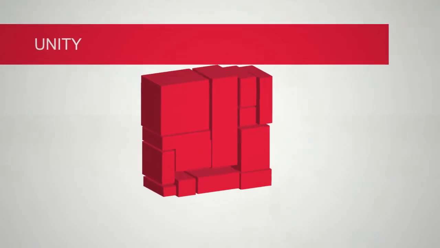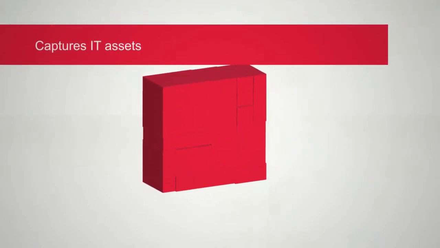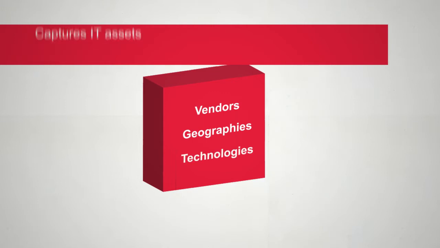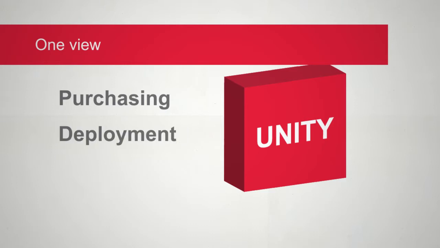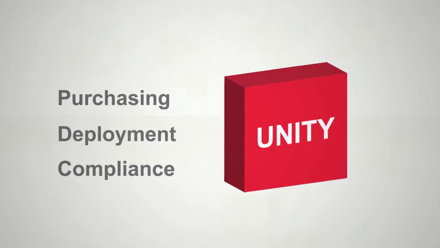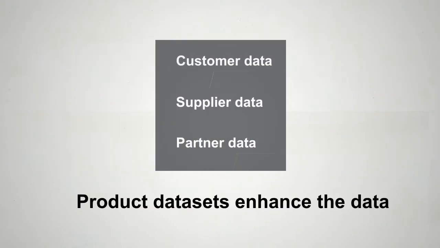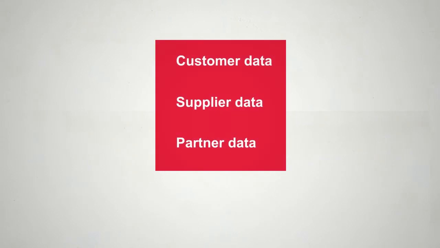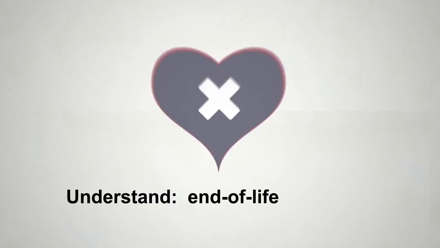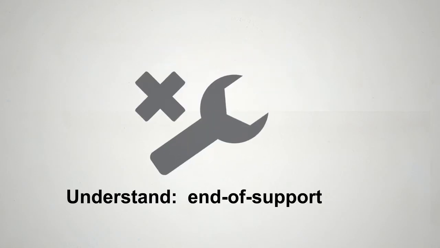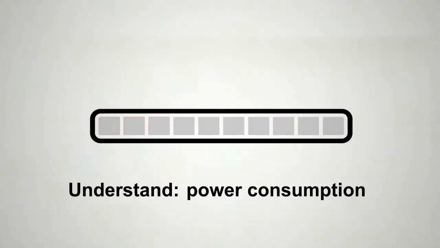Unity rapidly captures IT asset data across a multitude of vendors, geographies and technologies to provide a single master database with one view of purchasing, deployment and compliance. Product datasets enhance the data to understand the estate in such terms as software compliance, product end of life, product end of support and power consumption.